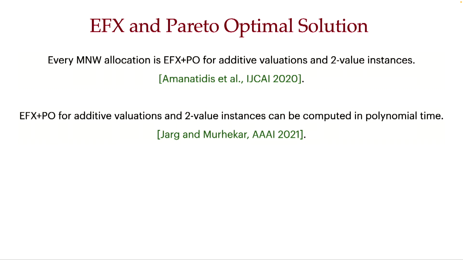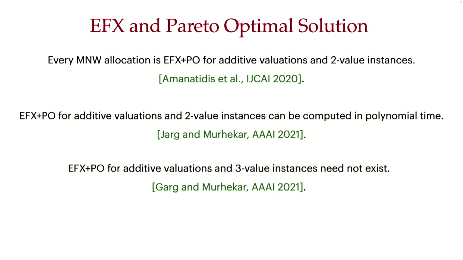And it can also be computed in polynomial time. See, there is a difference here also. This existential result is 2020 and the computation result is 2021. Okay. For additive valuation and three value instances, I'm sorry, this is also GUG.